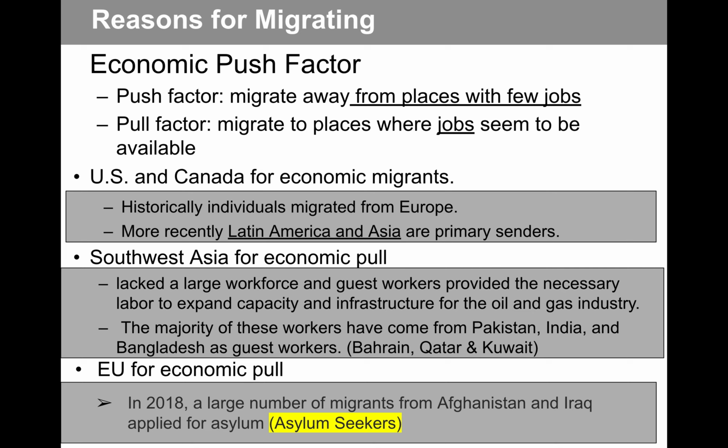Economic opportunity: in the U.S. and Canada, economic migrants historically came from Europe, and most recently from Latin America and Asia. Southwest Asia is a region with economic pull factors. Lacking a large workforce, it uses guest workers to provide the necessary labor for the expected capacity and infrastructure of the oil and gas industries. The majority of workers in Pakistan, India, and Bangladesh are guest workers that migrate to Southwest Asia. The EU is an economic pull. In 2018, the largest migrants were from refugee status countries like Afghanistan and Iraq, seeking asylum.